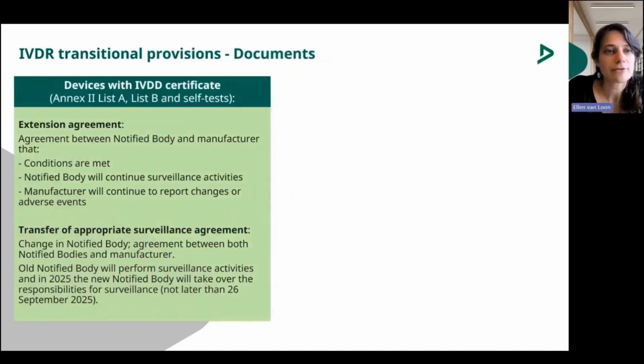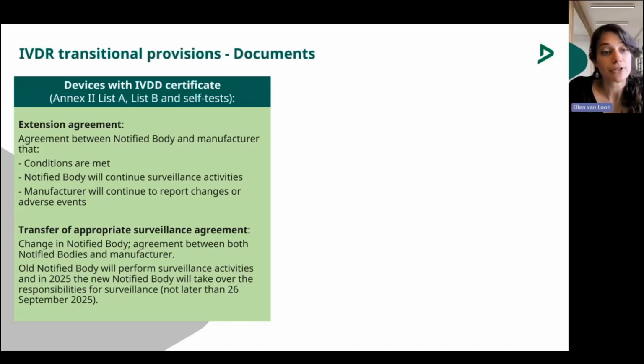Then the documents that are involved with this amendment. So for devices with an IVDD certificate, so Annex 2, List A, List B, and self-tests, you would need an extension agreement. So that's an agreement between the notified body and the manufacturer, and it mentions that the conditions are met, that the notified body will continue surveillance activities, and that the manufacturer will continue to report changes or adverse events.